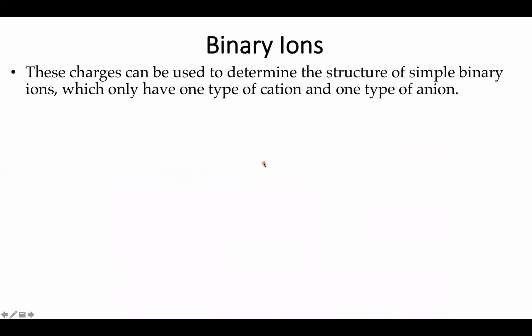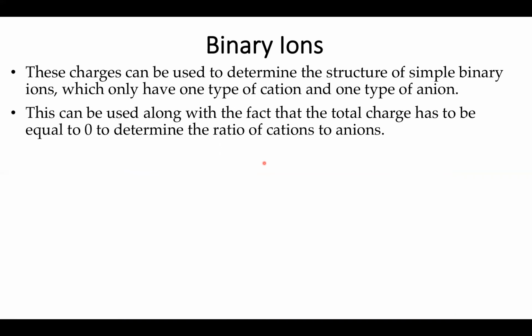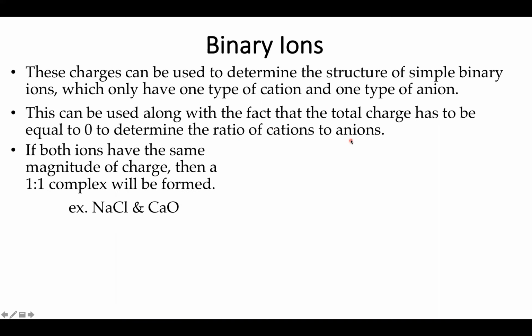So what we can do is use these charges to determine the structure of a simple binary ion. So binary ions are defined by having one type of cation and one type of anion. And these are actually fairly easy to describe, as the total charge has to be 0. So we can use the ratio of charges to find the ratio of individual cations to anions. So if both of my ions have the same magnitude of charge, then they'll always form a 1-to-1 complex.